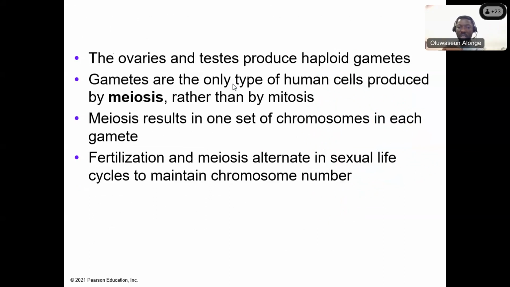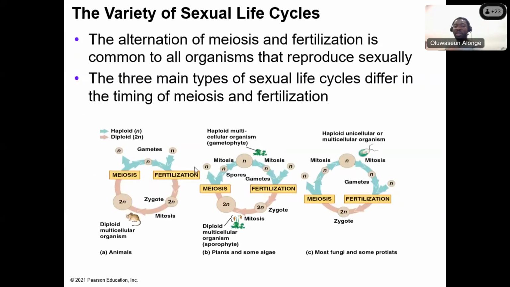All right, I've talked about this. The ovary and the testes produce haploid gametes. The gametes are the only type of human cells produced by meiosis. You see that? Rather than mitosis. Meiosis results in one set of chromosomes in each gamete, and that's why I call it reductional division. Fertilization and meiosis alternate in the sexual life cycle, and that's what I just showed you: how meiosis happens, mitosis happens, meiosis happens, and it goes in that way.